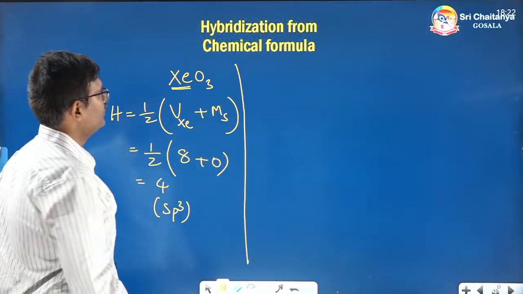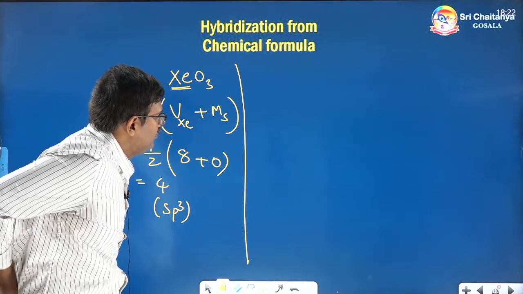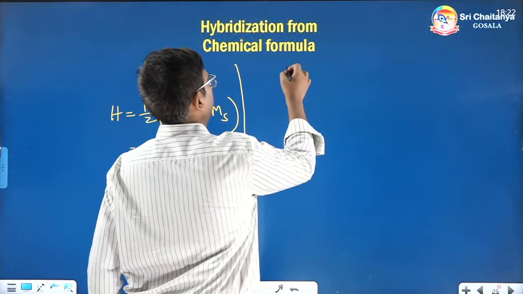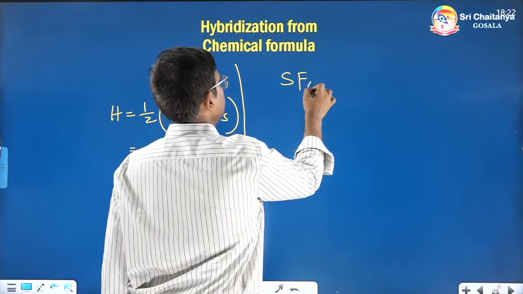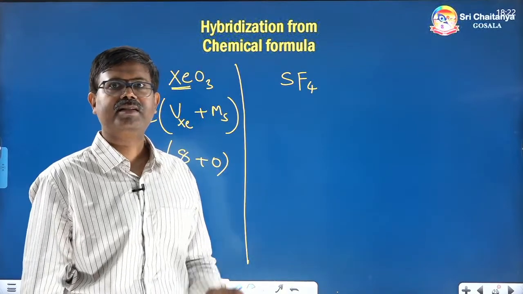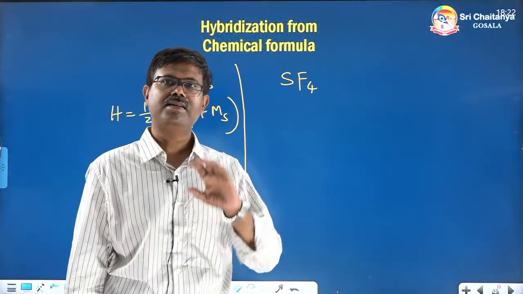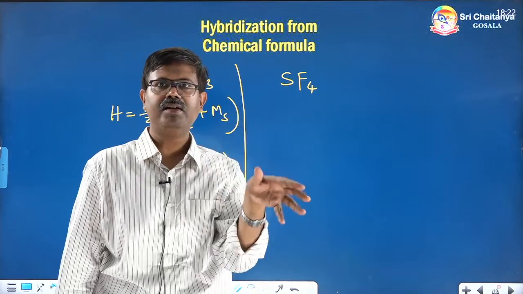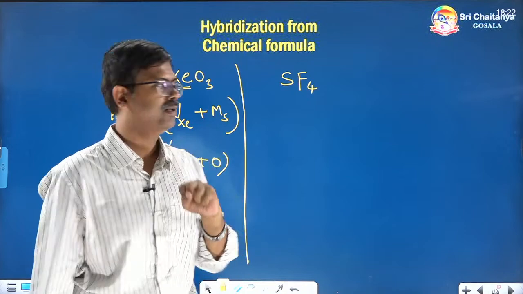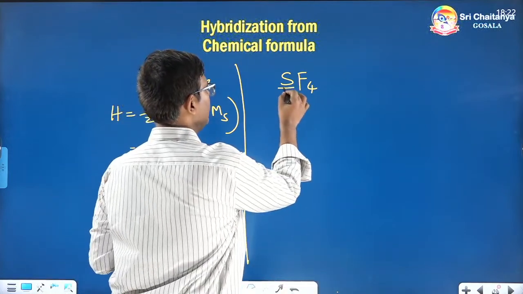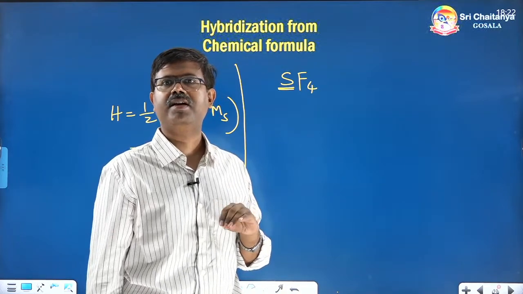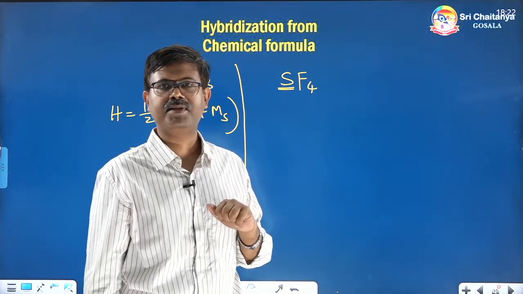Suppose this time, let's take SF4. In SF4, what is the central sulfur? Around that sulfur, 4 fluorines are connected. So the central atom is sulfur. For that central atom, we have to find the hybridization, because hybridizations are defined only for central atoms.